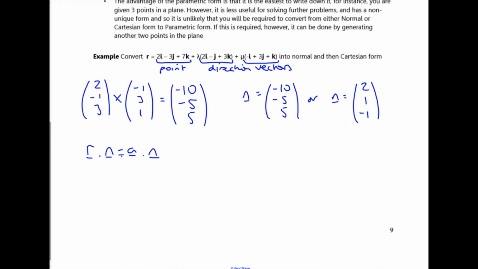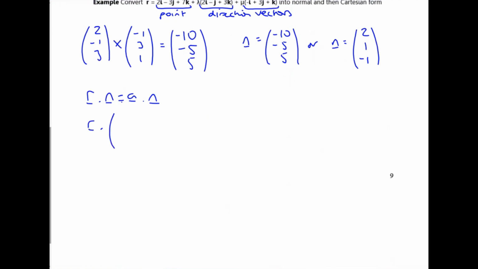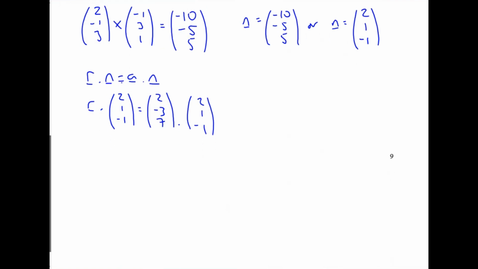Normal form is r dot n equals a dot n. So we've got enough information to write that down now. So r dot 2, 1, -1 equals the point that it goes through. So 2, -3, 7 dotted with 2, 1, -1. And I can work out that right hand side, so that's just a constant. So I get 2 times 2 is 4, -3 times 1, and 7 times -1. Add those up, gives you -6. Okay, so you get r dotted with 2, 1, -1 equals -6.